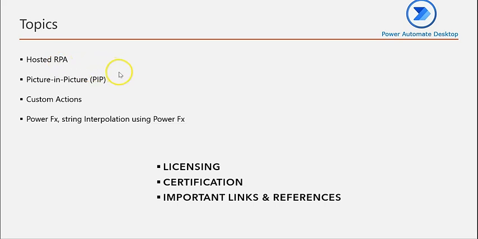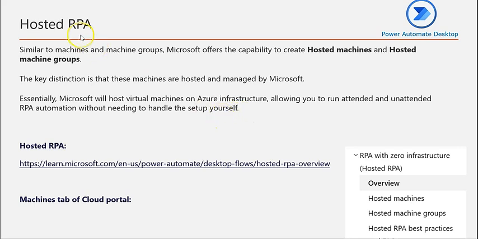The topics that we are going to go through in this course are: first is the hosted RPA. I'll explain what that is. Then the picture-in-picture feature, creation of custom actions, and Power FX. And one of the features of Power FX, it's not a feature of Power FX, it's a feature of programming language, but how string interpolation is used in Power FX, I'll be explaining. And we'll sum up with licensing information for Power Automate, certification, any important links and references required for you to continue your journey. All right, so let's begin with our first topic, that is hosted RPA.